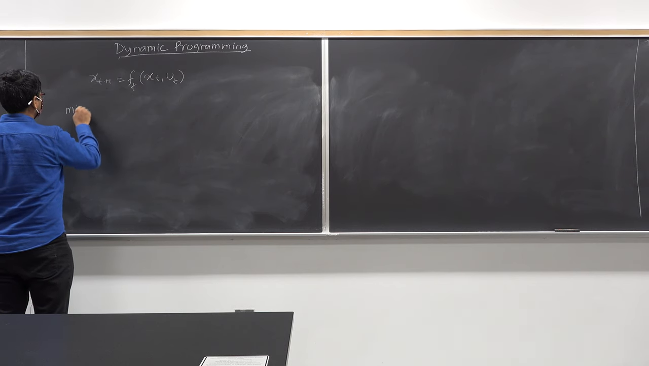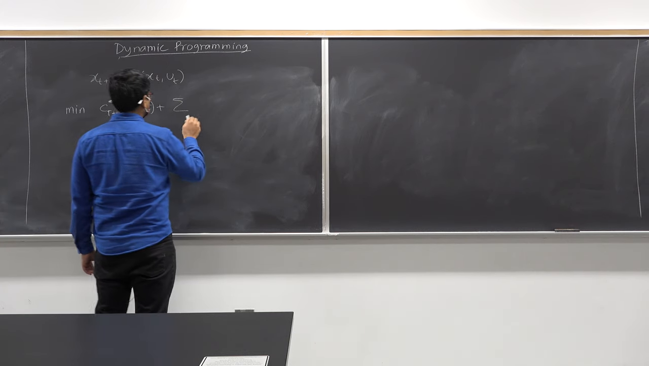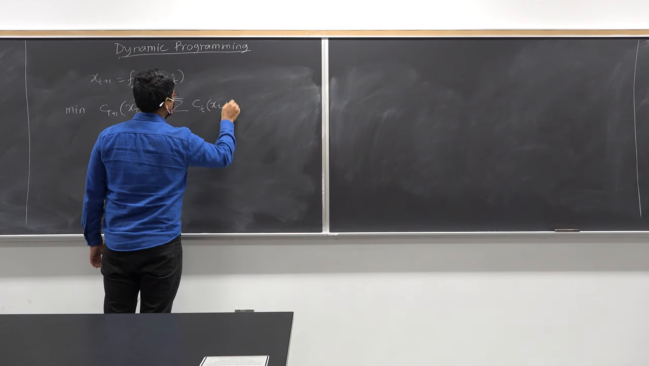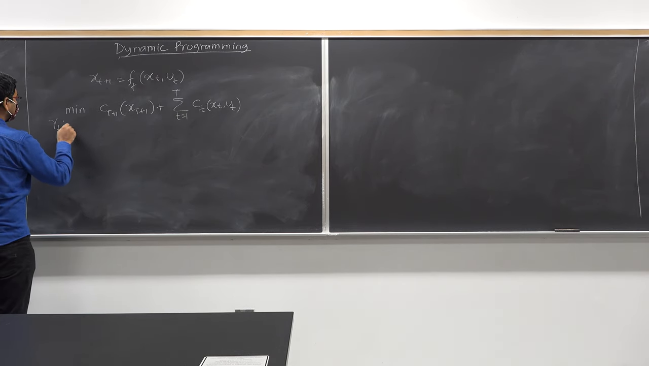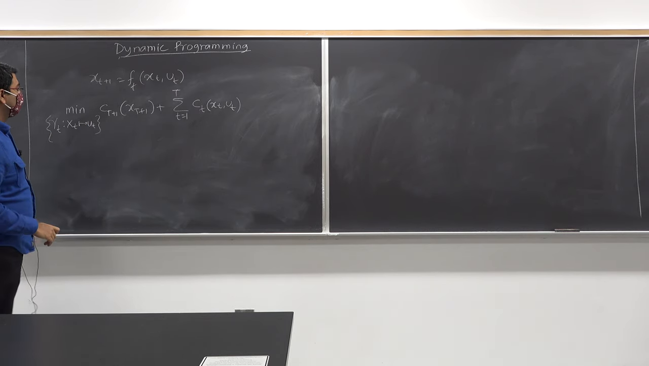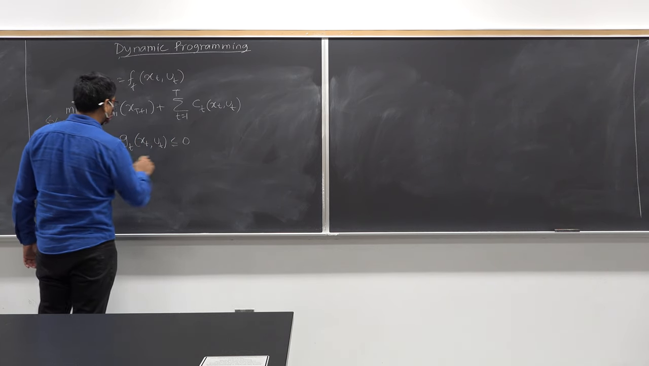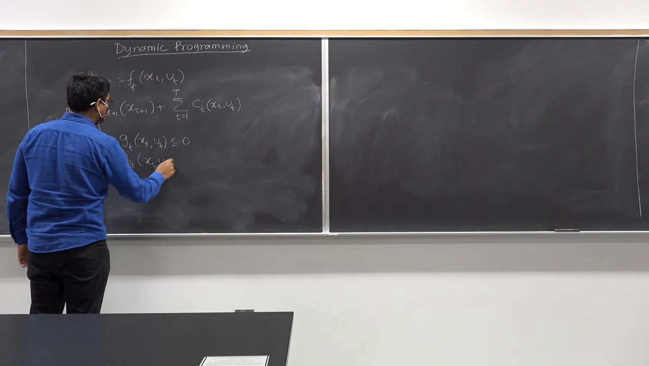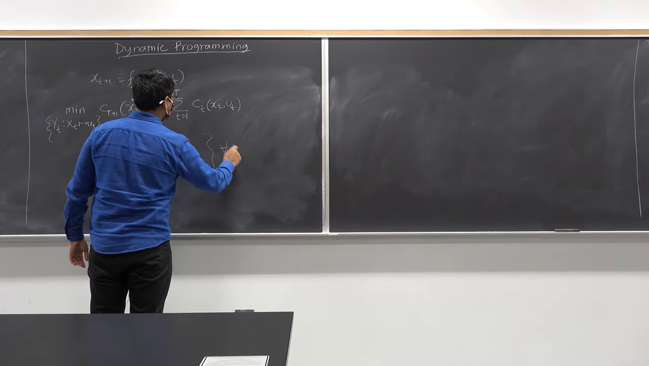And you want to minimize C capital T plus 1 of xt plus 1 plus the summation of ct of xt, ut, t goes from 1 to capital T. And you want to minimize over all policies gamma t that maps xt to ut. Okay, so we want to minimize over all policies, but now we have a constraint, and the constraint could be gt of xt, ut less than or equal to 0, ht of xt, ut equal to 0. And these sorts of constraints are there for all t.